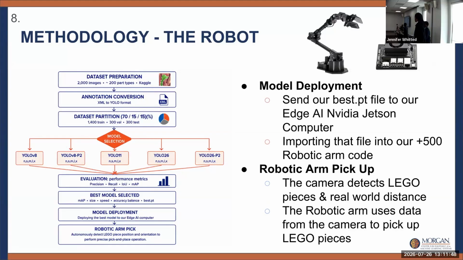For the robot arm pickup, this is the main part, where we're actually seeing what the model is doing. After sending the model to the AGI computer, the camera takes a picture of the Lego pieces it has detected, and then it references a QR code for its base location and to know the real world distance. That moves the robot's arm to exactly where the Lego piece is. It rotates its arm, it rotates orientation, and it goes exactly to where the Lego piece is to pick it up.